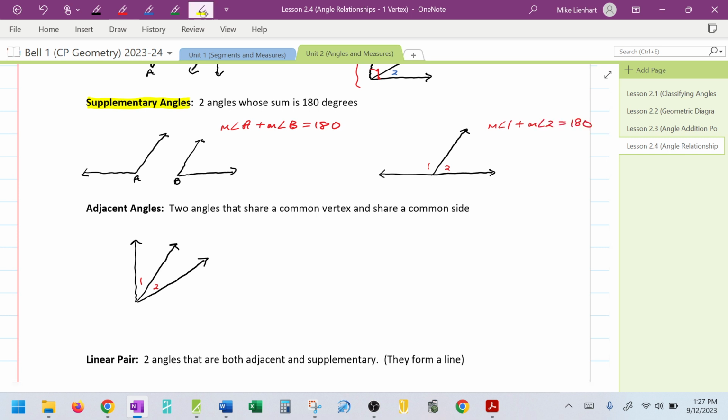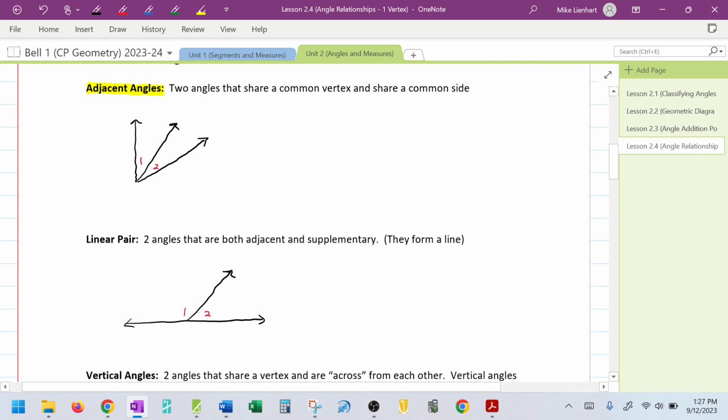Okay? The third type of angles are what are called adjacent angles. Now, adjacent simply means they're right next to each other. Technically, it says they have a common vertex, they share a common side, and there's actually a third part that says no interior points in common. Angle 1 and angle 2 are adjacent. We don't know what they add up to. We don't know anything else about them. All that we know is they're right next to each other.